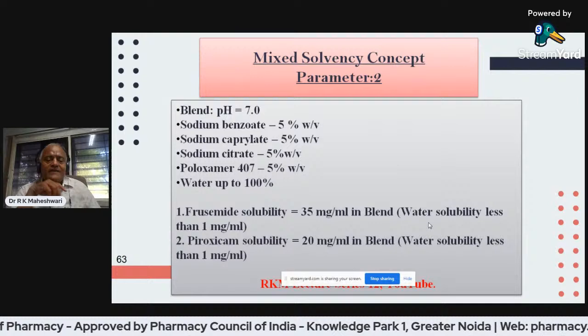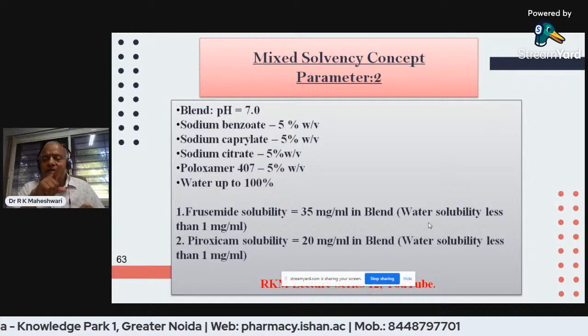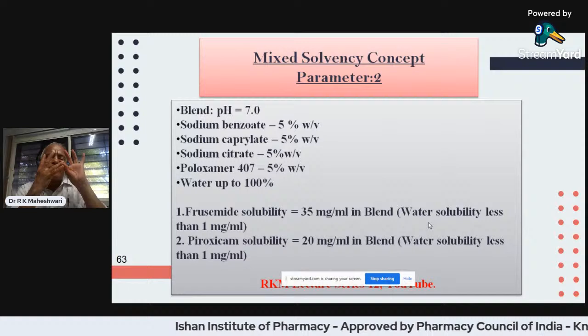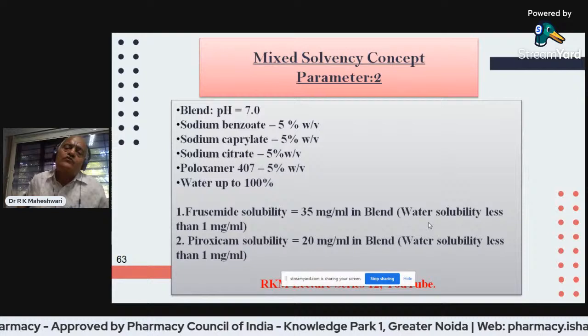Number one is furosemide: solubility 35 mg per ml in this particular blend. Otherwise, in water, its solubility is less than 1 mg per ml. So at least 35-fold solubility enhancement is there. Why? Because the molecules of all these four solids, sodium benzoate, sodium caprylate, sodium citrate, and fluoxetine, are in liquid state, and these molecules can also be involved in hydrogen bonding and weak van der Waals forces with the molecules of these solutes. Okay.